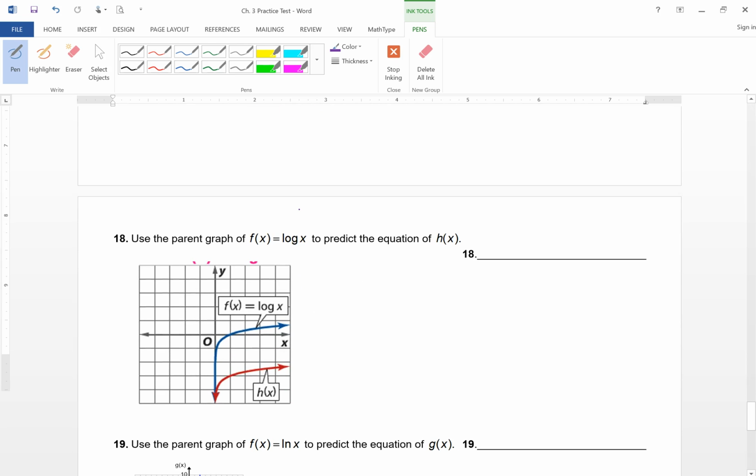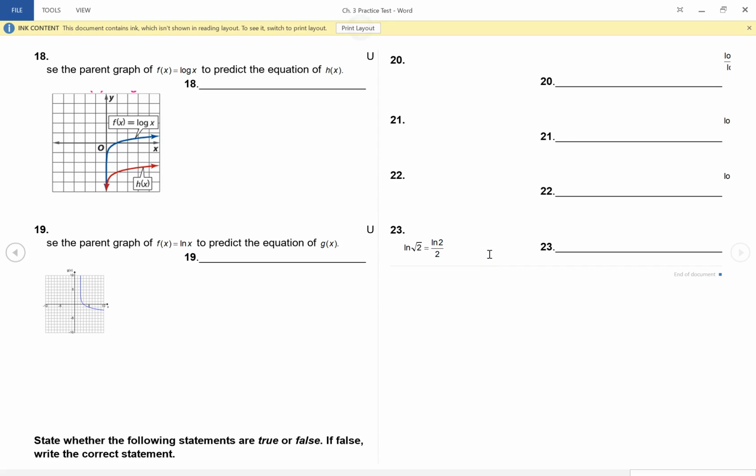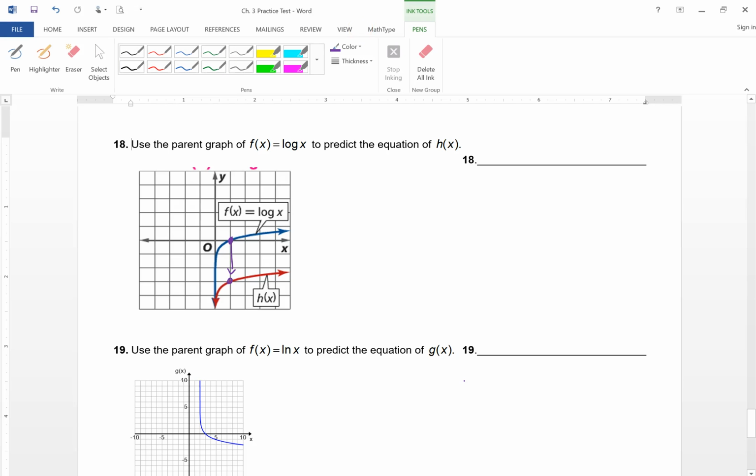Okay, so here I've told you that you have log of x and h of x, and you want to know how the two are related. Well, you see that they're displaced by 3, right? So it's moved 3 units down, meaning h of x is log of x minus 3.